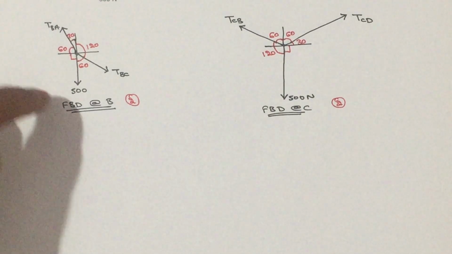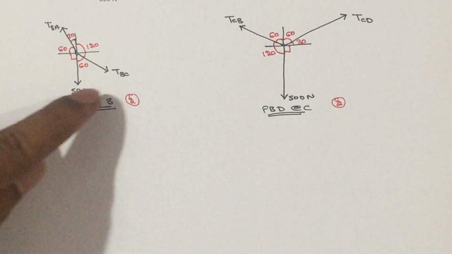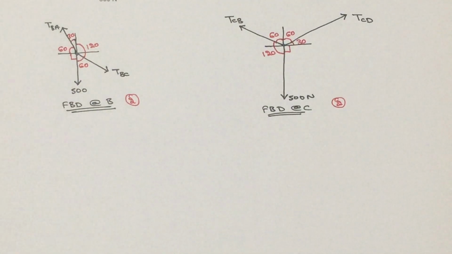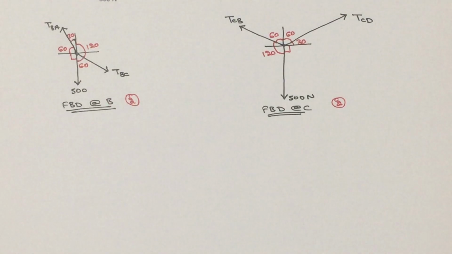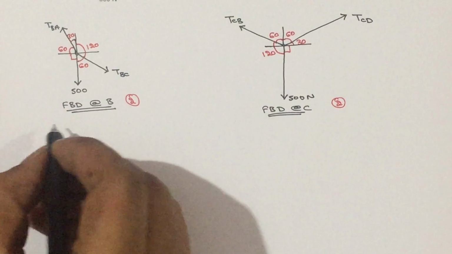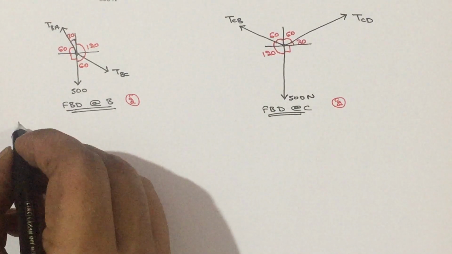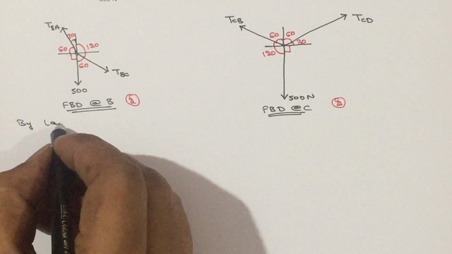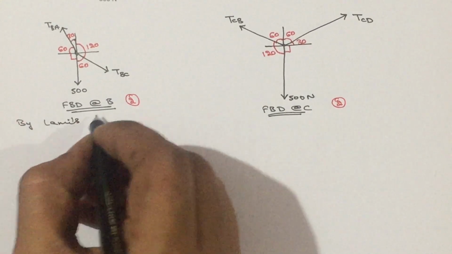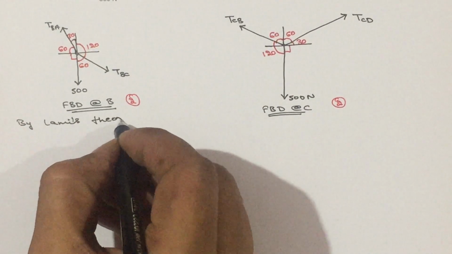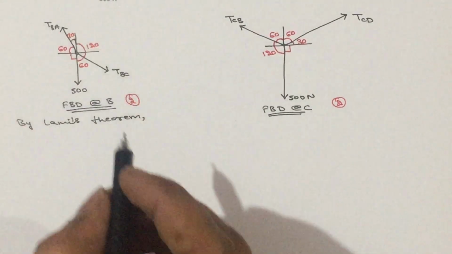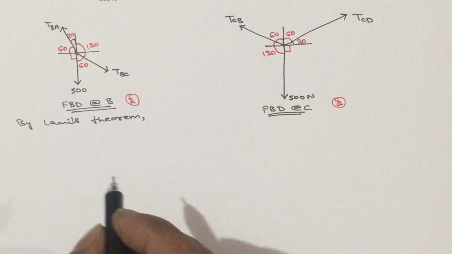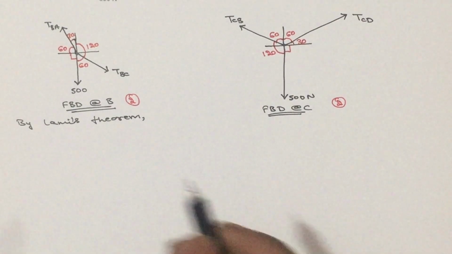For that, count the number of forces. There are three forces, 1, 2 and 3, and two unknowns. If there are three forces and two unknowns, we can make use of Lami's theorem. So, by using Lami's theorem, write the Lami's equation, that is force divided by sine of the angle between the other two forces.